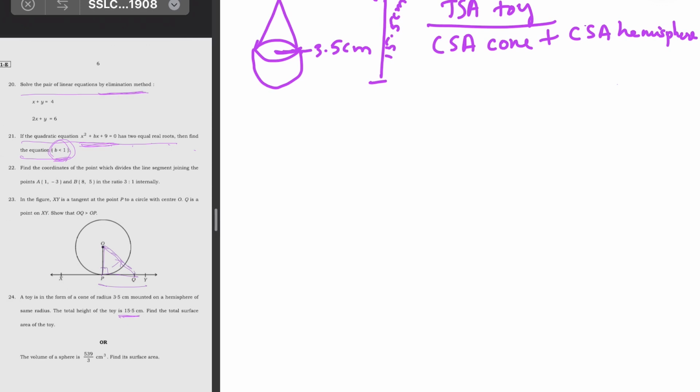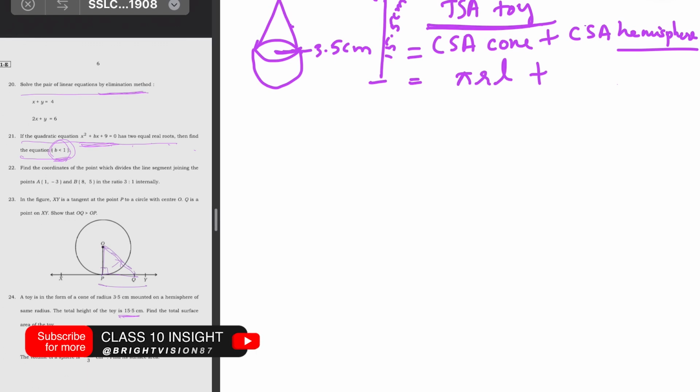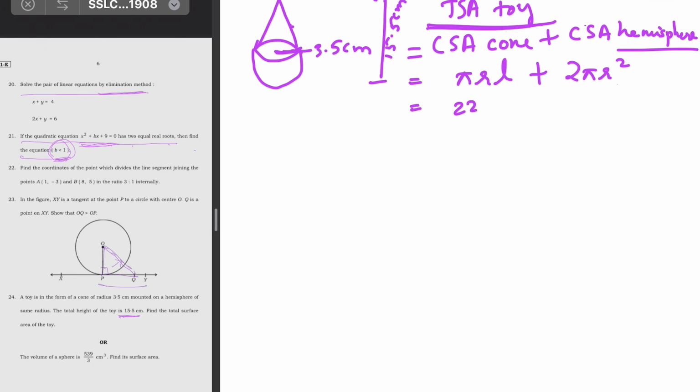So, first, if we are clear with how to find the total surface area of the toy, that is curved surface area of the cone and curved surface area of the hemisphere, on substituting the formula, we will get the answers. What is the curved surface area of the cone formula? It is pi r L, and curved surface area of the hemisphere is 2 pi r square. Do we know the value of pi? Yes, it is 22/7. Do we know the value of r? Yes, it is given for cone as well as for the hemisphere, it is 3.5.